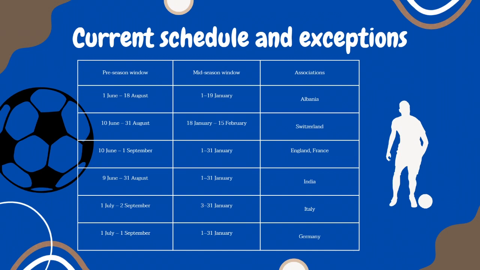Italy starts on the 1st of July to the 2nd of September, and the mid-season window is from the 3rd to the 31st of January. Germany starts on the 1st of July to the 1st of September, and the mid-season window starts from the 1st to the 31st of January.